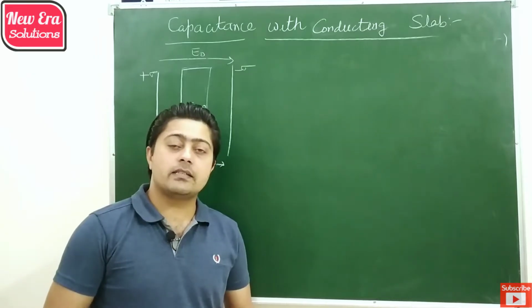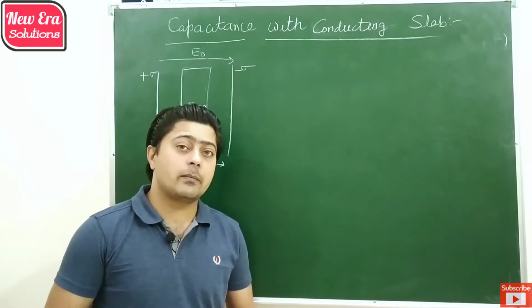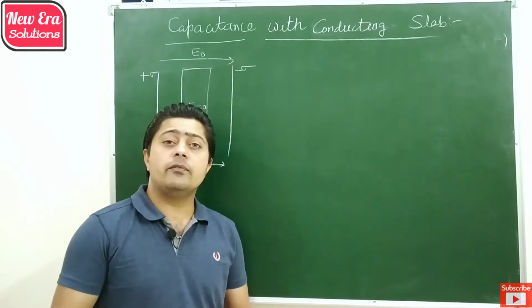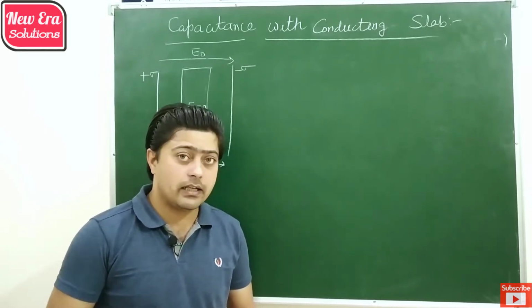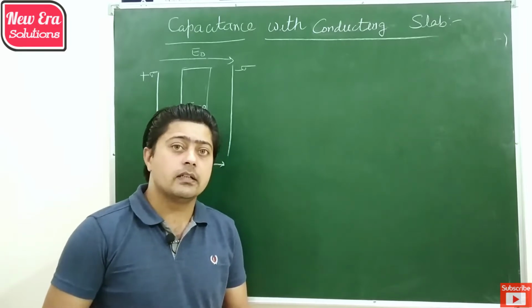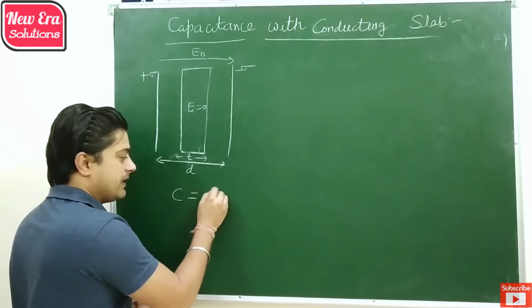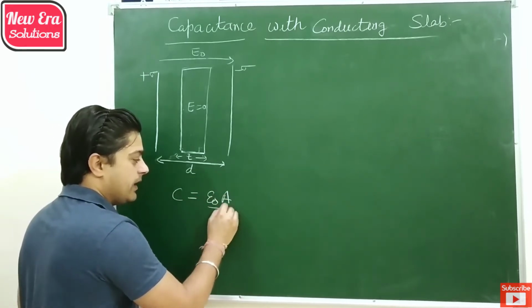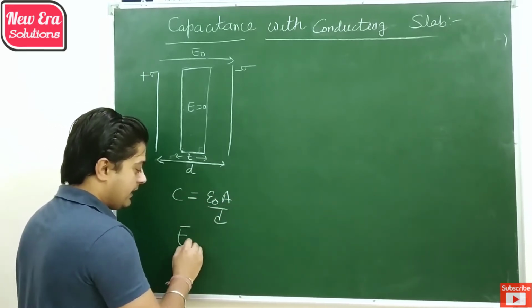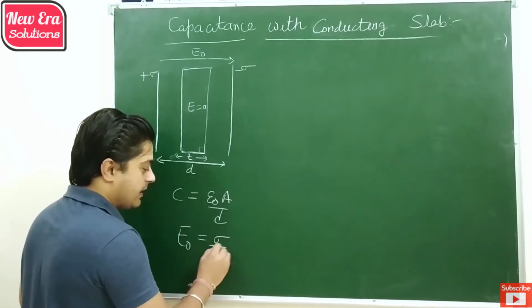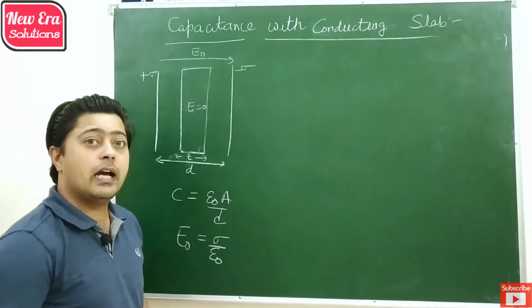So in the next case, we are going to calculate the capacitance of a capacitor when we insert a conducting slab between the plates. Initially we have a parallel plate capacitor of capacitance epsilon naught A by d, and the electric field initially between the plates is sigma by epsilon naught.